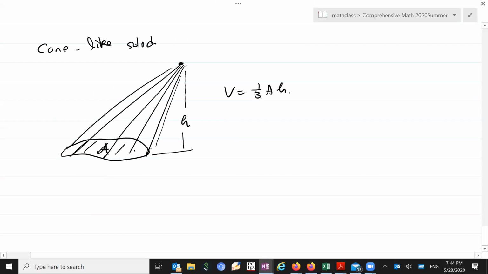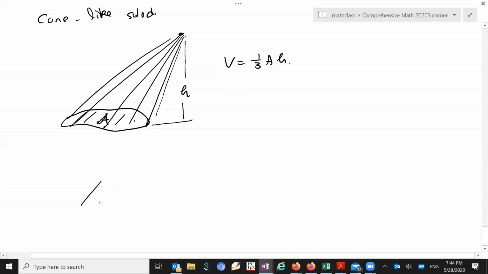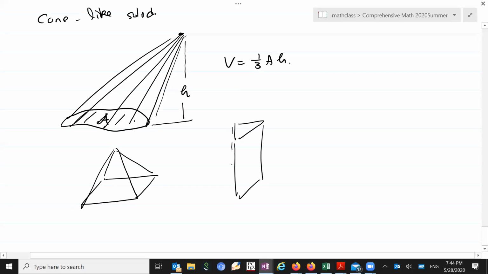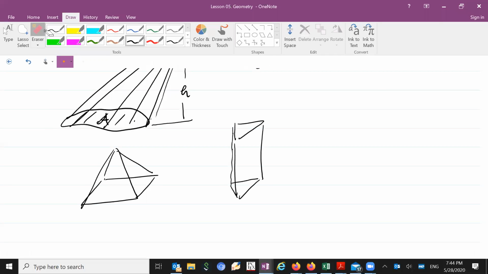So the volume is going to be 1/3 of base area. Okay, and the pyramid is a cone-like solid. Okay, for the pyramid, square-based pyramid. Right, this is a cone-like solid. Okay, it could be anything like that. The triangles. Okay, this is also no, this is a cylinder. Okay, but you have to collect to one point.